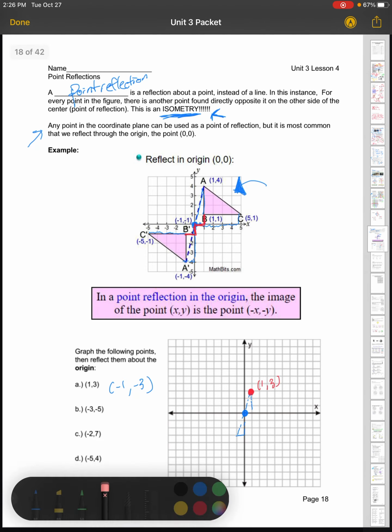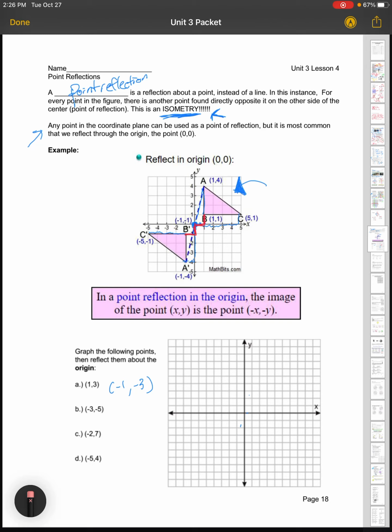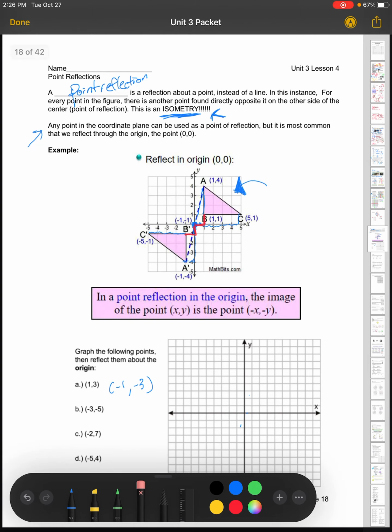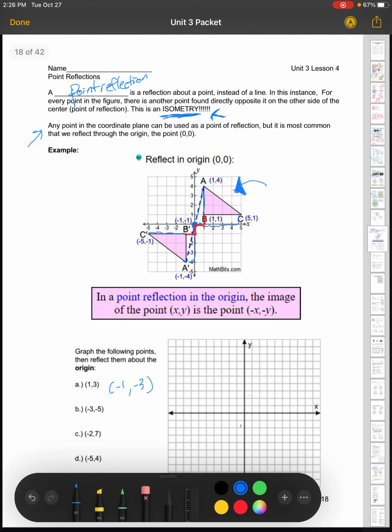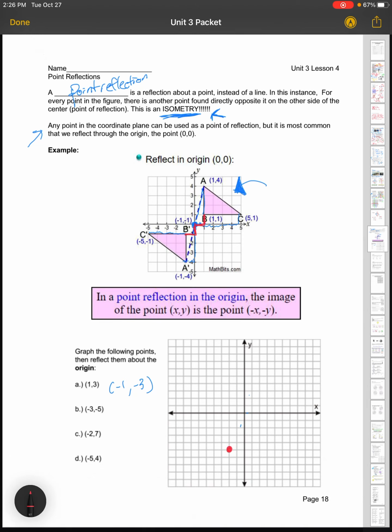On to our next example. Let's go ahead and do -3, 5. So here's -3, 5. Get out the pen. So if I look at -3, 5, which ends up right about here, let's reflect that through the origin. I'm going to have to go up 5 and over 3. So my new point reflected, and again, look, directly opposite, is 3, 5.